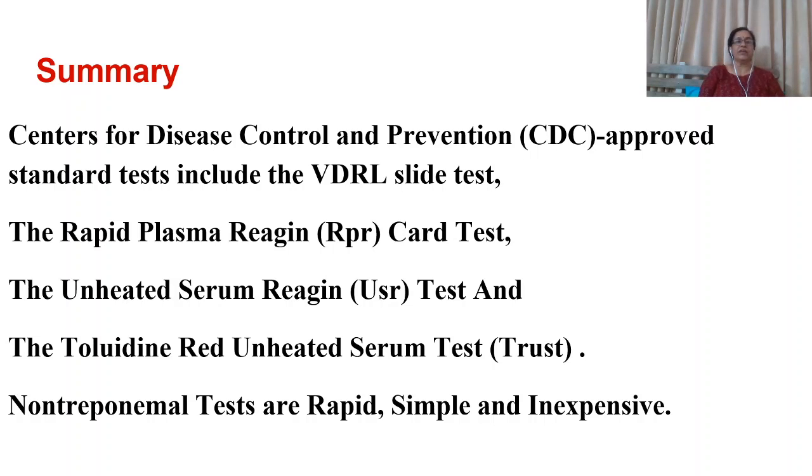So we can summarize this part of Treponema: the CDC approved standard tests include the VDRL slide test, then the RPR test, as well as the unheated serum reagent test. Nowadays, one more test is included, called the toluidine red unheated serum test. It is also called TRUST. Then some non-treponemal tests are also widely used. They are rapid, simple, inexpensive, but cannot be used for the confirmation of the disease.